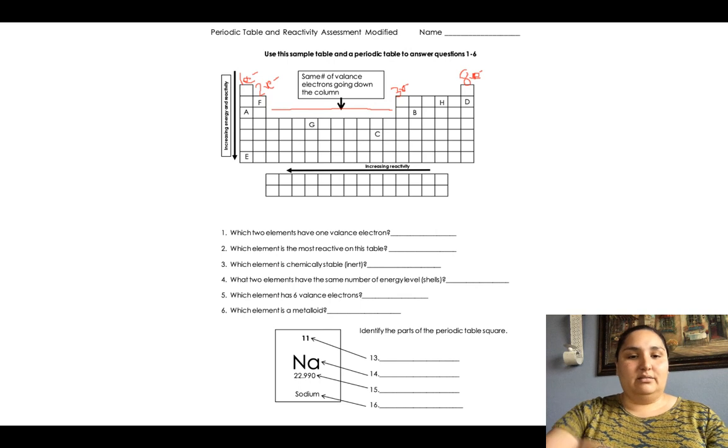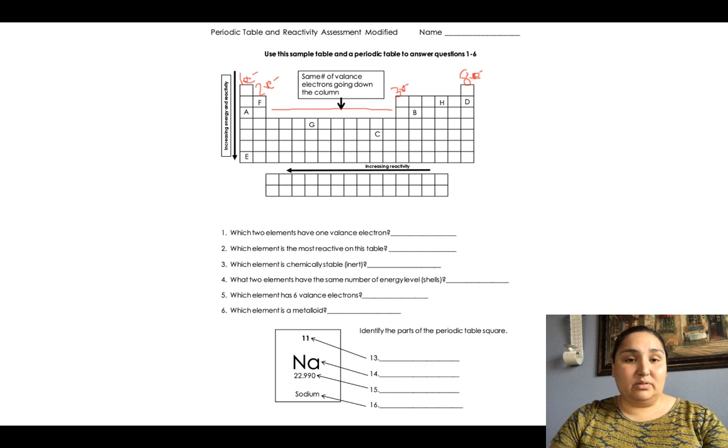So once again, which elements have 1 valence electron? Which element is the most reactive in this table? And please don't just give me the letters, give me the name of the element. Most reactive, I went over which groups were the most reactive. Which element is chemically stable, meaning it's stable. It has a full outer shell, okay? So once again, you have a total of about 16 questions.